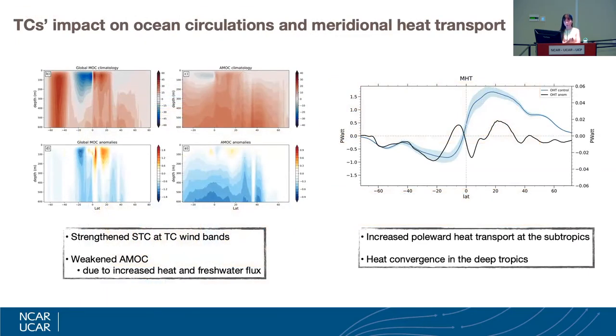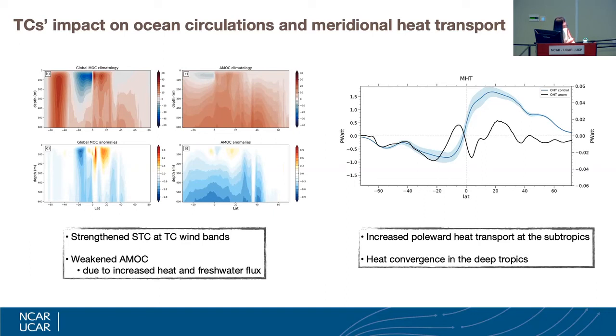So that was the changes in the SST temperature and stuff. But here we also look at changes in the dynamics. For the ocean, we find that the TCs can actually increase the global meridional overturning circulation. So this is the climatological condition in the global meridional overturning circulation. So this is the anomaly. So we find that the added TC winds can strengthen this thing called a subtropical cell. It's the overturning in the ocean.